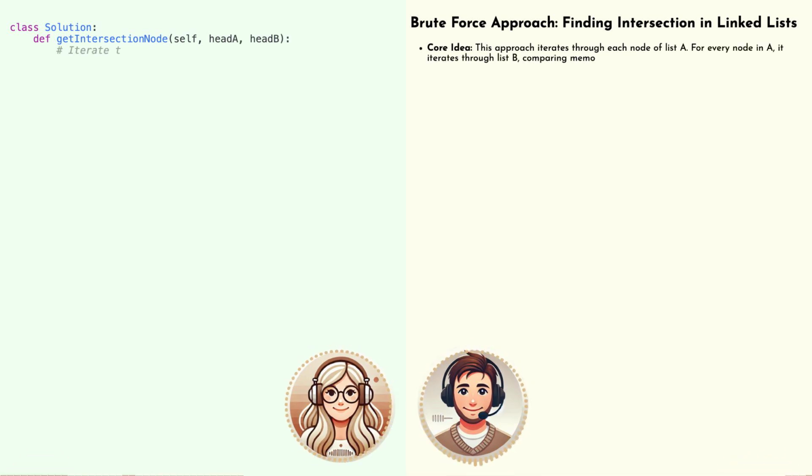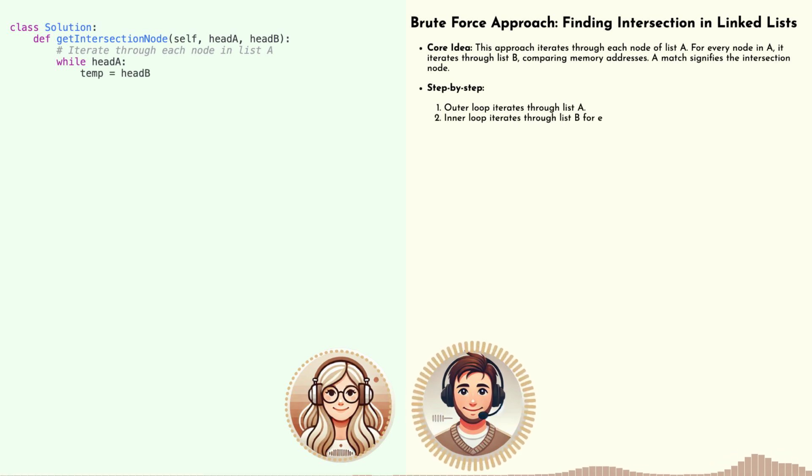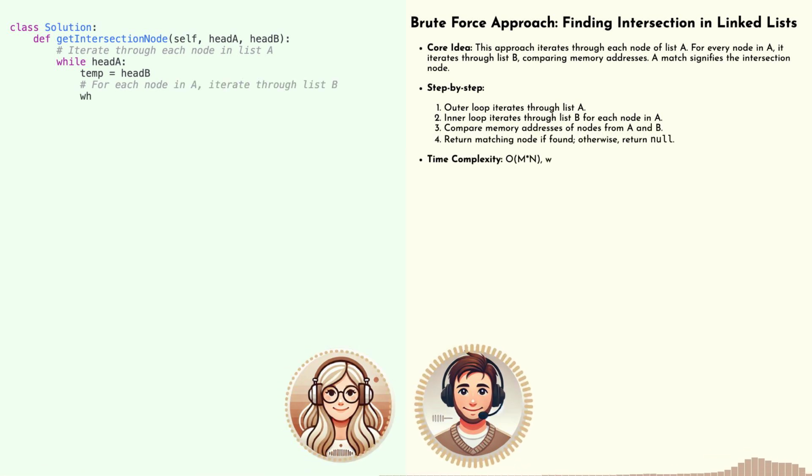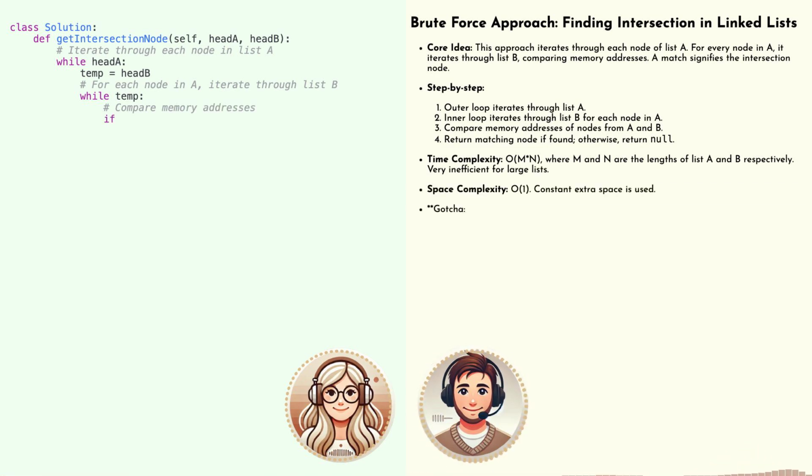Okay, so to make this a little more concrete for our listeners, let's say we have two linked lists. Each of them is a chain of these nodes. And at some point they merge, they have this common tail. And our goal is to write some code that can pinpoint exactly where that merging happens.